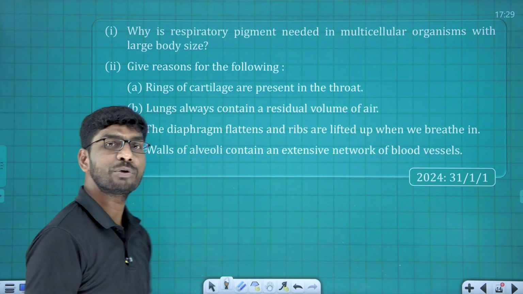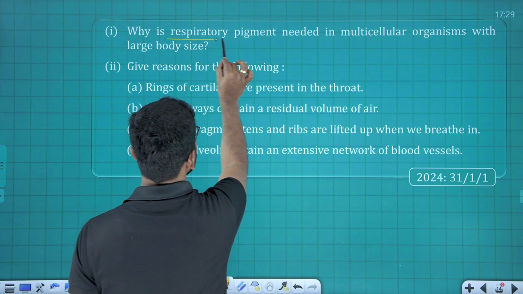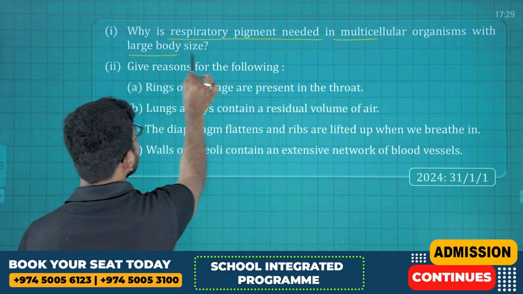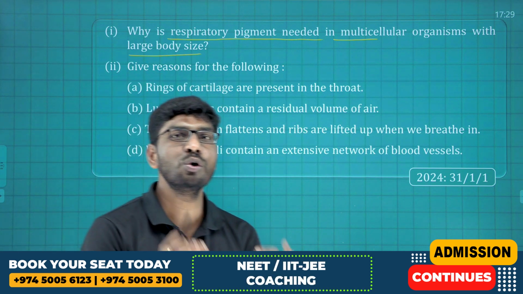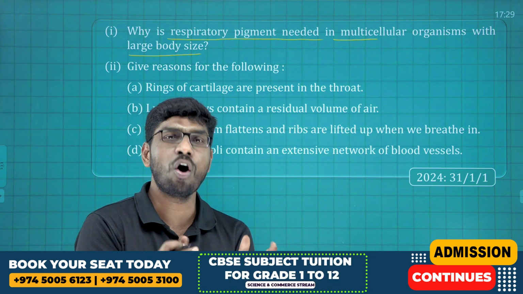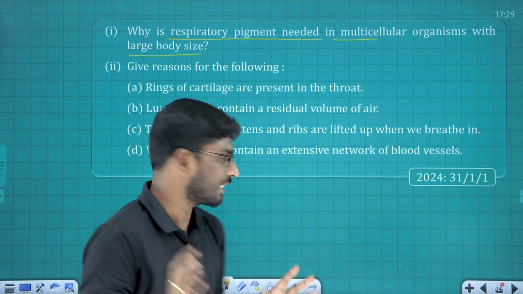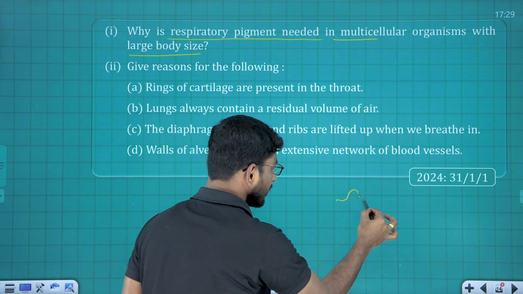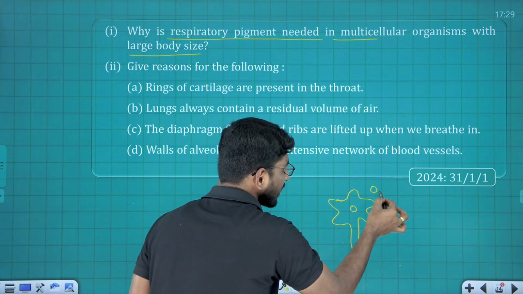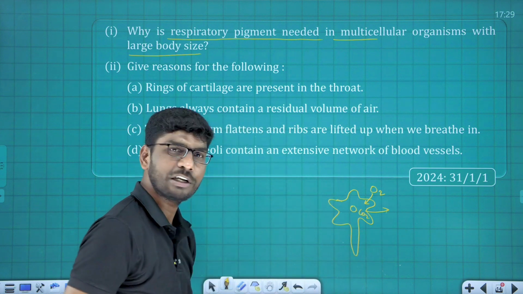Look at the next question. 2024, last year's paper. Why is a respiratory pigment needed in a multicellular organism with large body size? Student, this is the human respiratory system topic. Carefully listen here. In unicellular organisms, the diffusion process takes care of respiration. Simple diffusion takes place. If I take amoeba, this is one unicellular organism, the gaseous exchange takes place from higher concentration to lower concentration. Yes or no? Simple diffusion takes place. It is a completely unicellular organism.